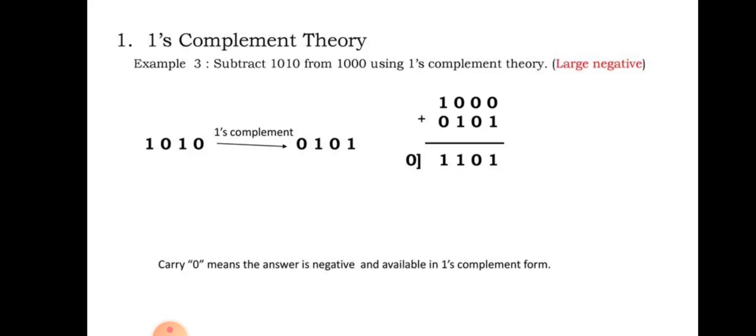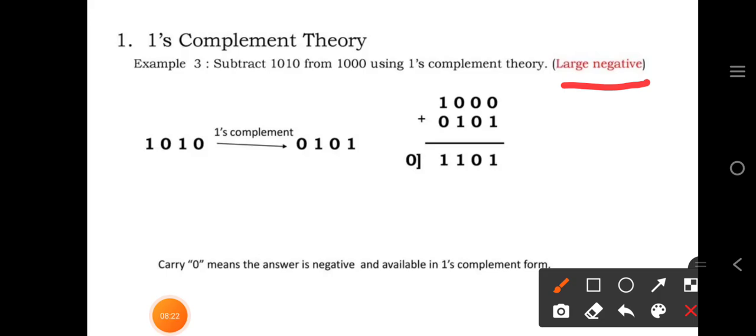Here, subtract 1010 from 1000 using one's complement theory. Here it is a large negative. Why is it called so? Because here the carry is not generated. So before subtracting 1010, we need to calculate its one's complement. So 1010, its complemented form is 0101.